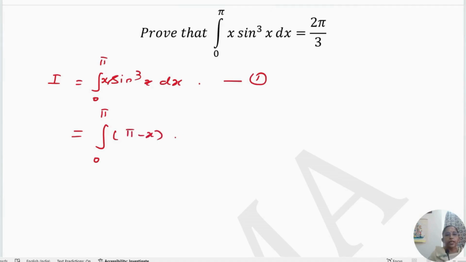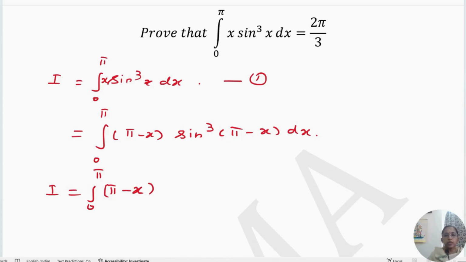So (pi minus x) into sine cube of (pi minus x) into dx. So integration 0 to pi, (pi minus x) into sine of (pi minus x), which is sine x, so sine cube of x dx. Consider this as equation number 2. Now you have to add equation 1 and 2.